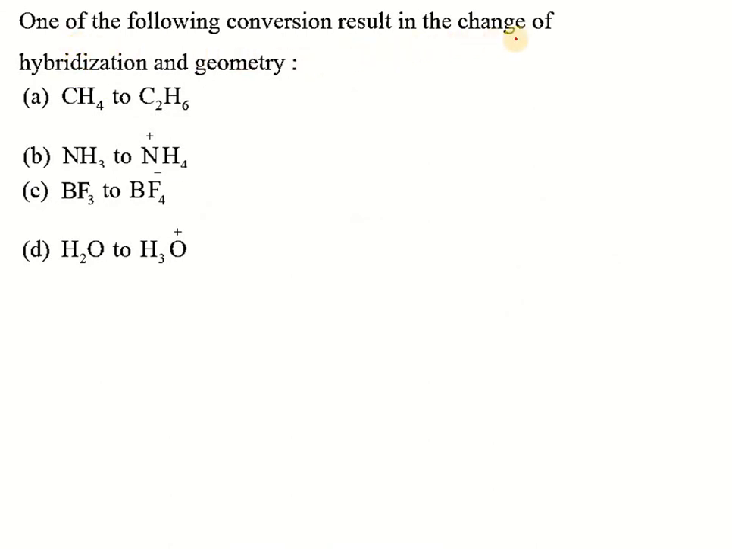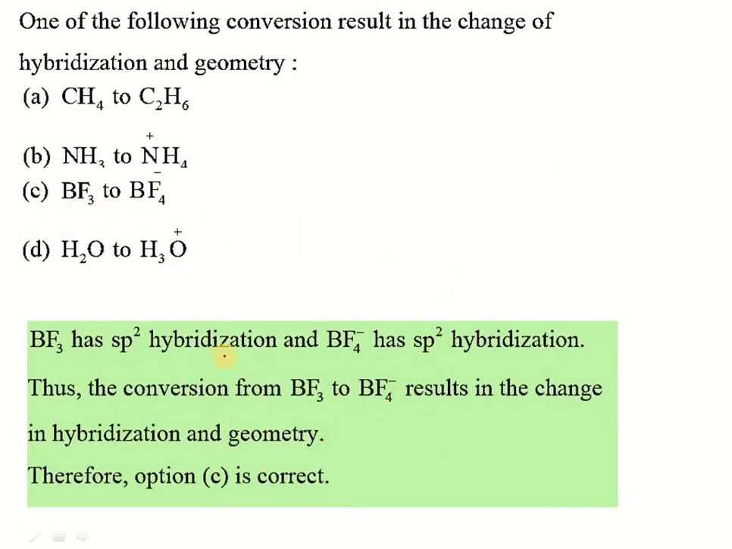Which of the following conversions results in a change of hybridization and geometry? So in which of the species did you observe that change? BF3 to BF4 minus, NH3 to NH4 plus: NH3 is sp3, NH4 plus is sp3, CH4 sp3, C2H6 sp3, H2O is sp3, H3O plus is sp3. But in C, we have sp2 hybridization in BF3 and sp3 hybridization in BF4 minus. The conversion of BF3 to BF4 minus results in the change in hybridization. So option C is the right answer.